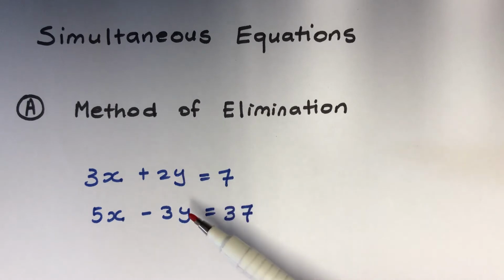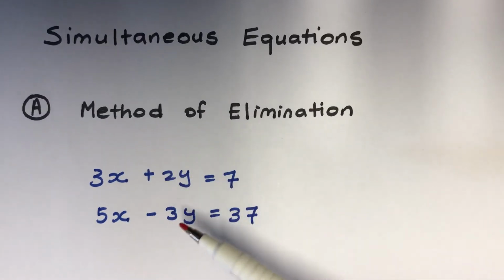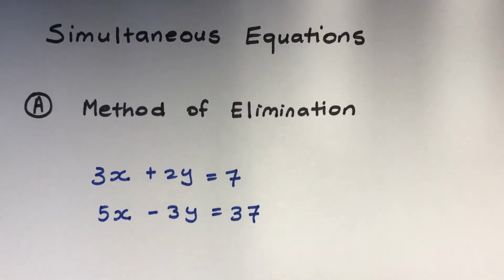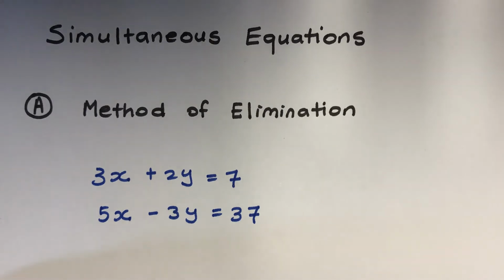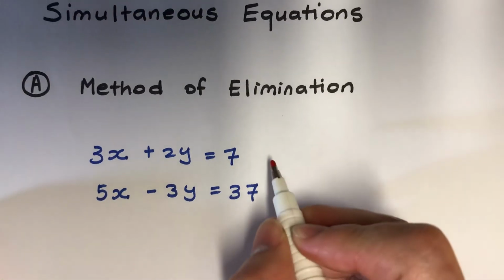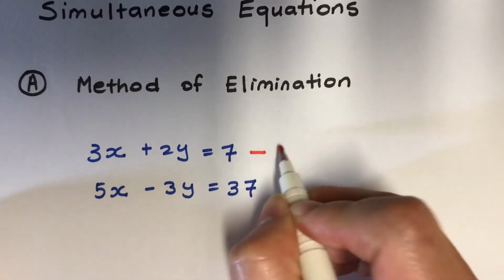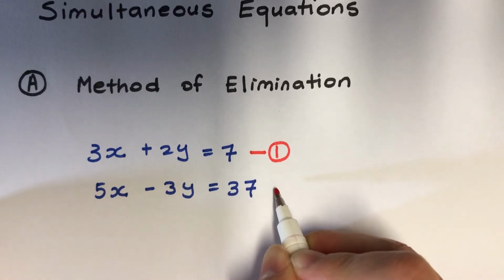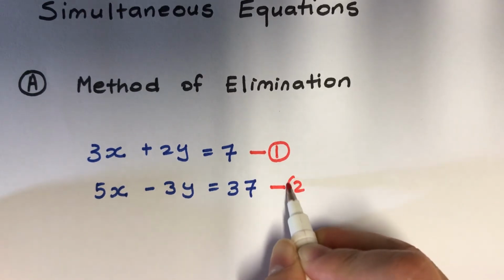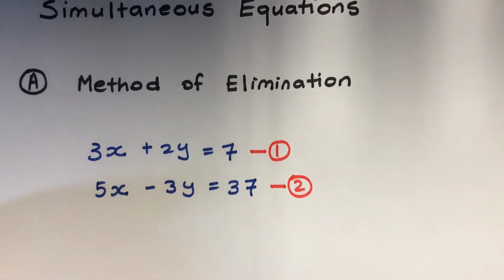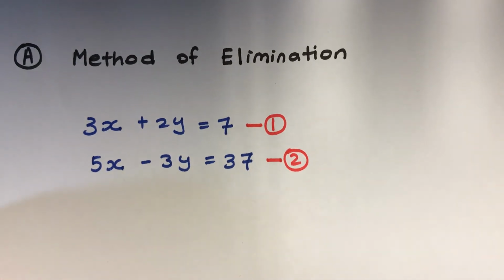All I have to do is make these numbers common, the same number, and it will automatically cancel out when you add them together. So that's what I'm going to do. First, I'm going to number these. I'm going to call this one my first one, and this my second. Let's have a look at this.